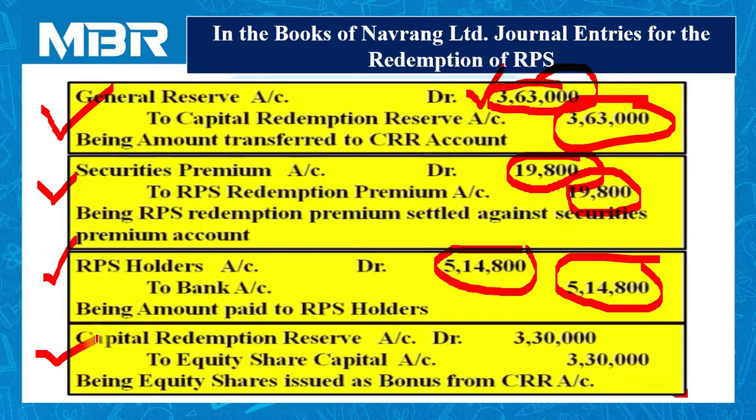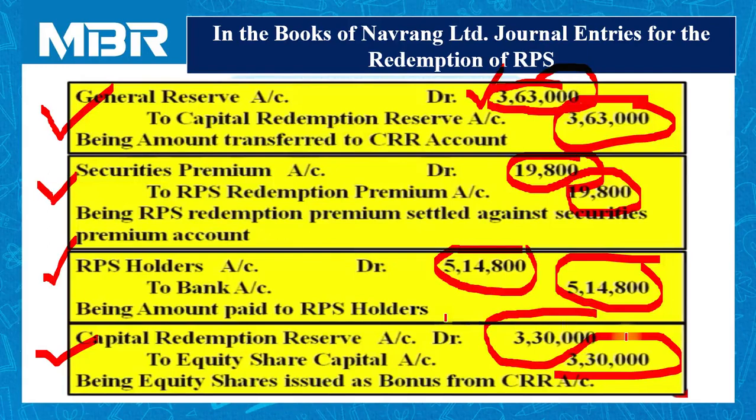And last but not least, issue of bonus from CRR, that is capital redemption reserve. We have completed calculation of bonus issued by the company, and the amount of bonus is rupees 3,30,000. Journal entry: capital redemption reserve, that is CRR account, debited 3,30,000 to equity share capital account 3,30,000. In order to understand all the calculation in detail, it is necessary for all of you to watch and revise the previous session that I have already uploaded for your reference.